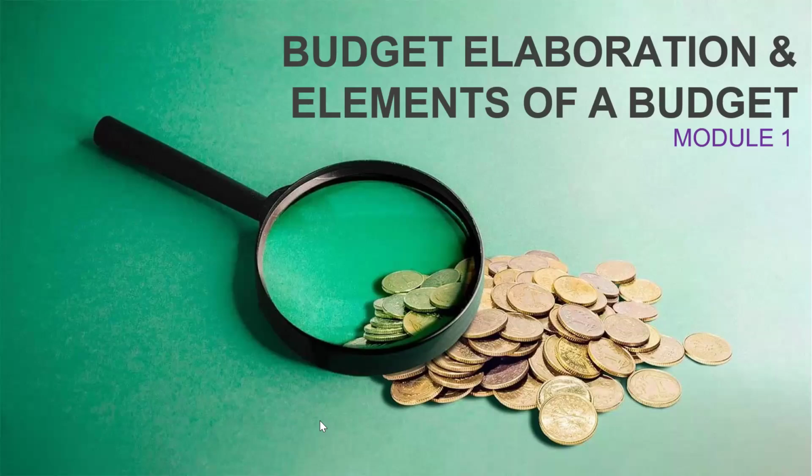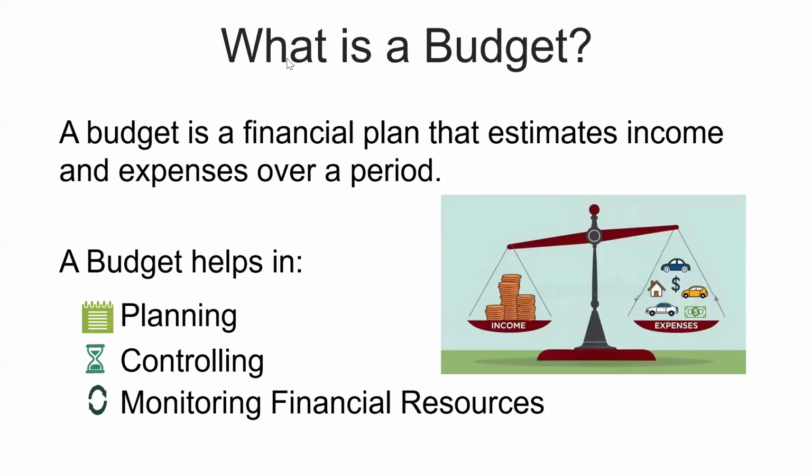Budget elaboration and elements of a budget. So, what is a budget? A budget is a financial plan that estimates income and expenses over a period. So, income is money that comes in. It might not be physical cash, okay? If you give out a product to somebody and the person promises to pay you, that's accounts receivable, right? So it means that you can record it as income, although you don't have physical cash.